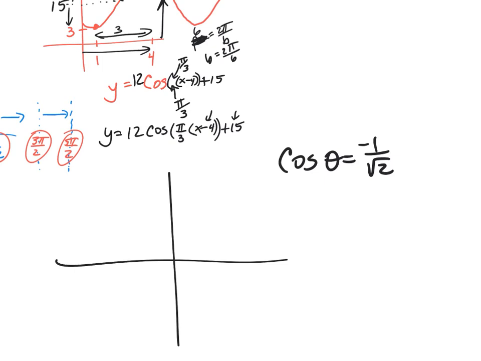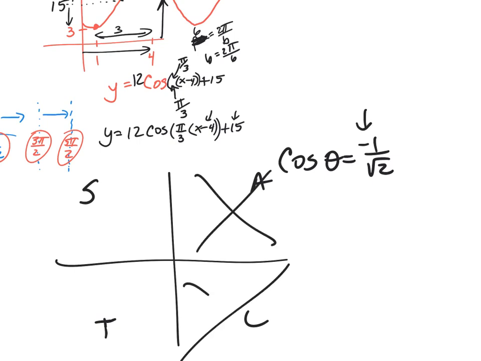Okay, so first off, I like to do ASTC, all students take calc, and that's telling me where things are positive and negative. I want cosine to be negative, so I can't be here because all of them are positive there. And I can't be here because cosine is specifically positive there. That leads me to make my triangles here, and the other one will be down in the third quadrant.